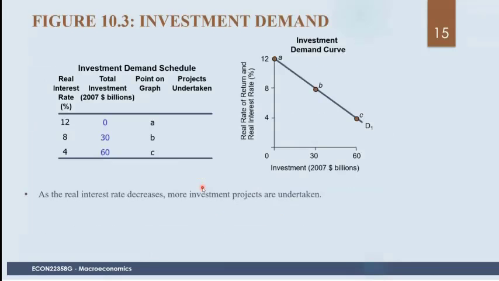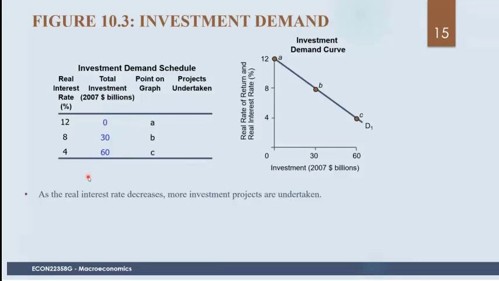So an investment demand curve, this is very straightforward. It's just a downward sloping curve. On the horizontal axis, you have the amount of investment, and then on the vertical axis, you have the real rate of return and real interest rate. So if the real interest rate is say 12% in this example, then you wouldn't have any investment. If it falls to 8%, then you would have $30 billion, etc.